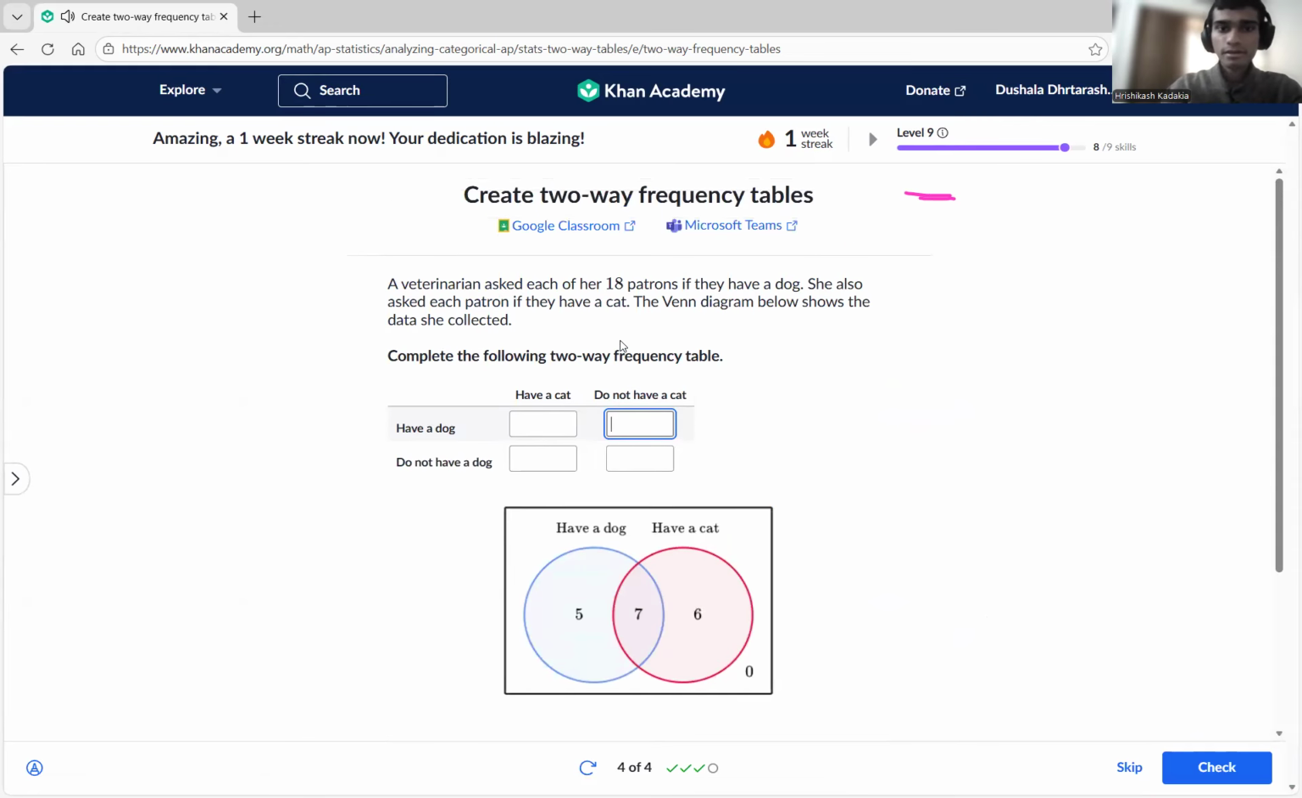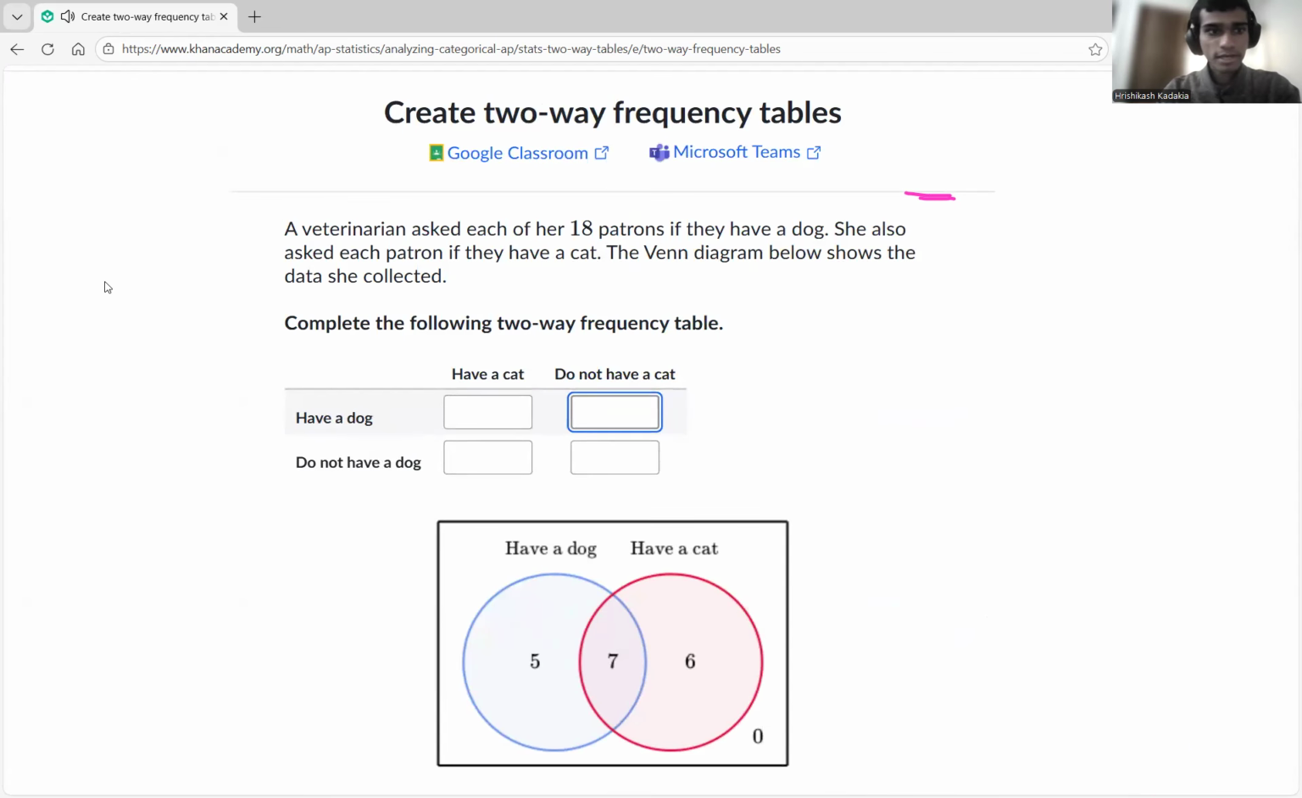Now, a veterinarian is asking 18 patrons if they have a dog, and she also asked each patron if they have a cat. So if you have a dog, you have a cat, and if you have neither also. Some people don't have pets, so we want to model neither. Neither is actually zero. So do not have a cat, do not have a dog. We'll just say zero.